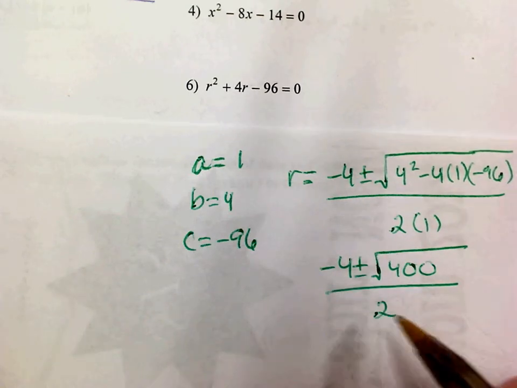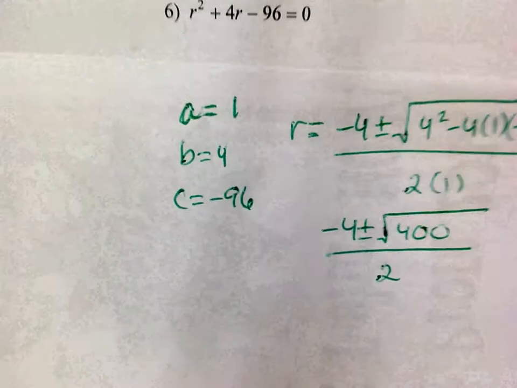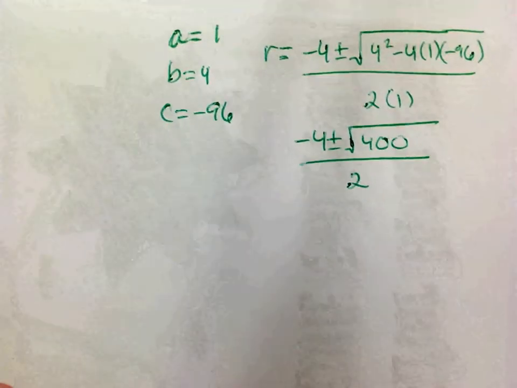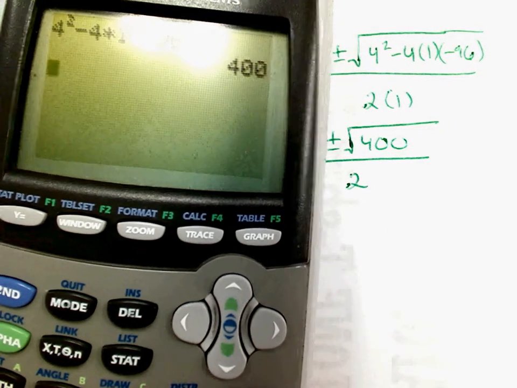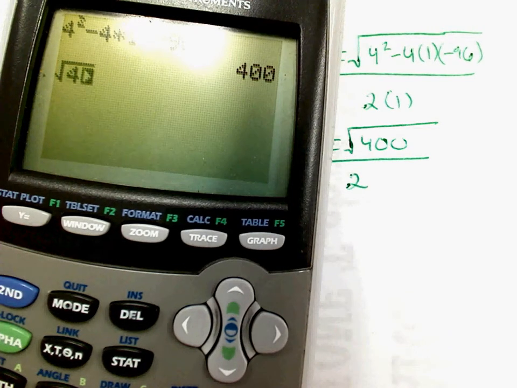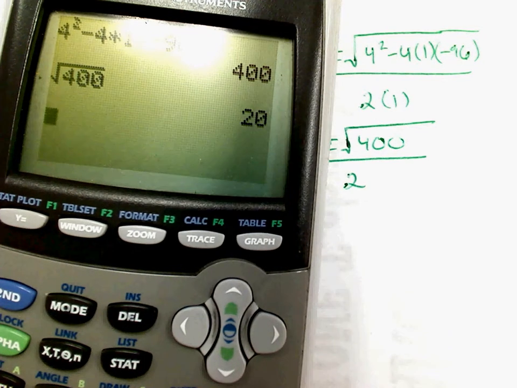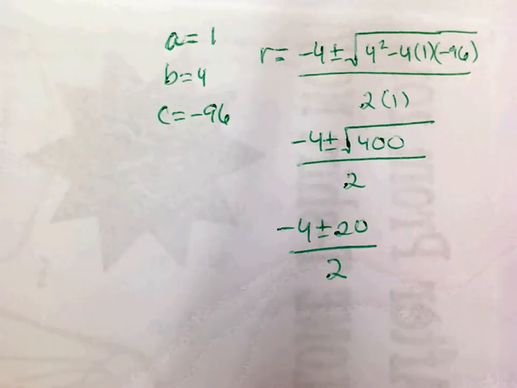Should I check to see if 400 is a perfect square? Yes? Okay, so I'm going to go ahead and check it. Is it? Alright, so I'm going to write negative 4 plus or minus 20 over 2. Am I done?